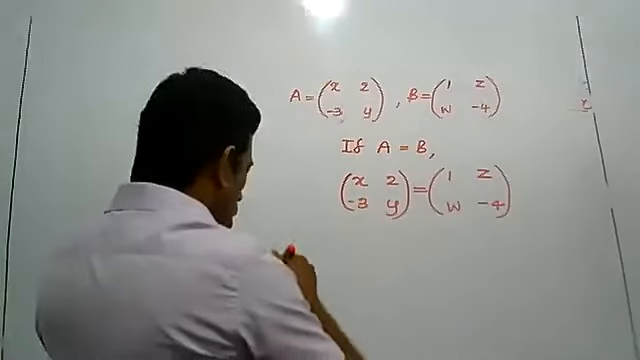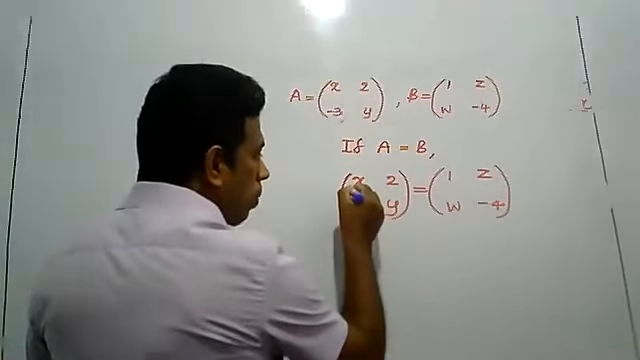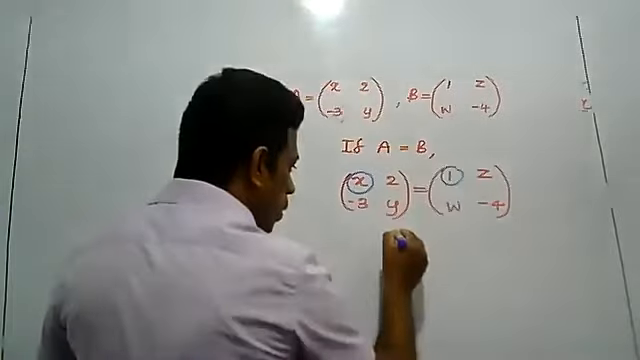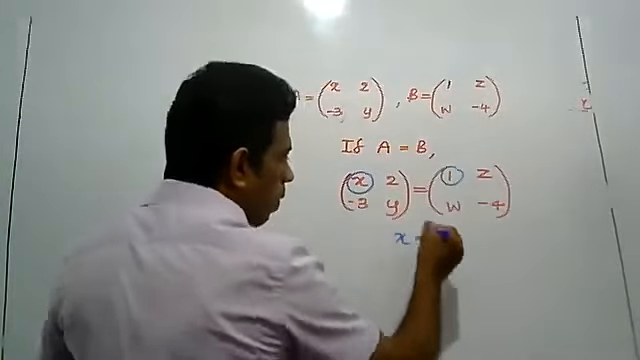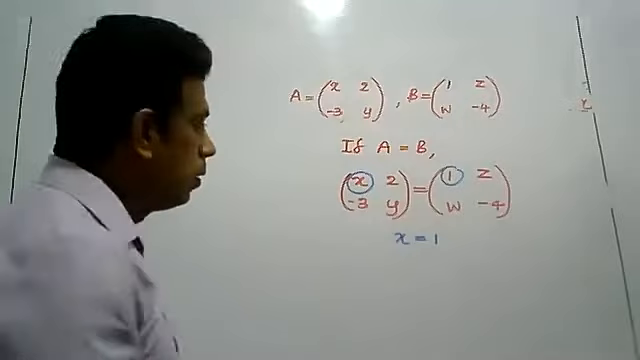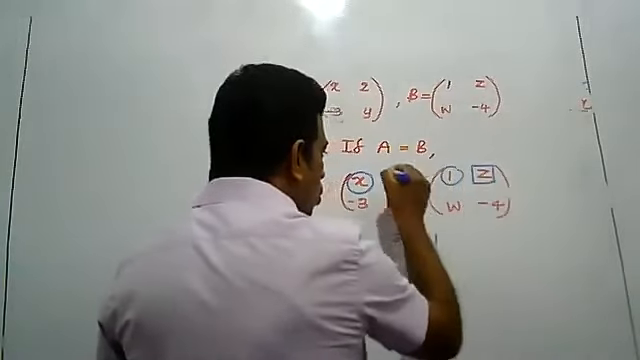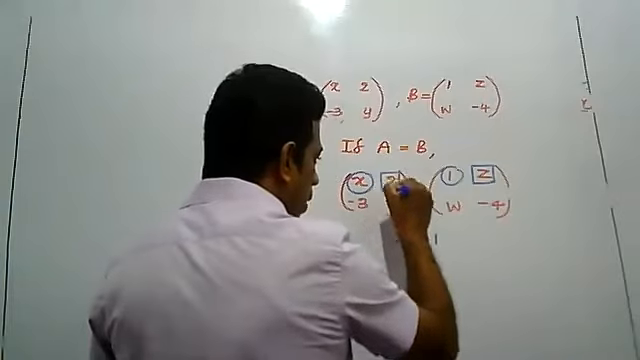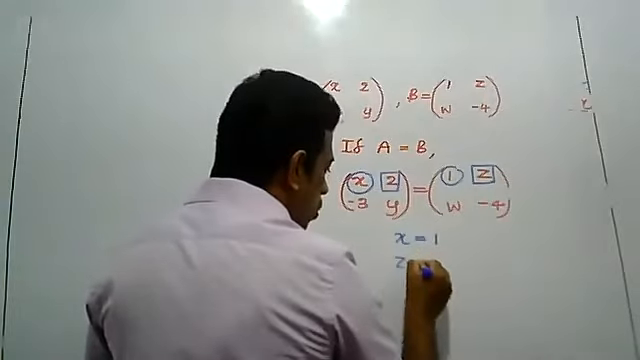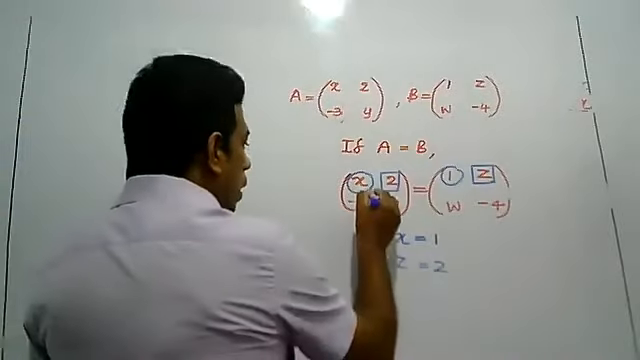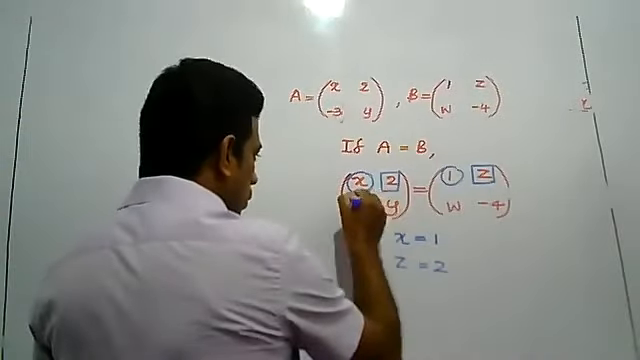Look at the corresponding elements: x equals 1. So, x equals 1. Then, set d equals 2, the corresponding element. Set d equals 2. Then, this one.